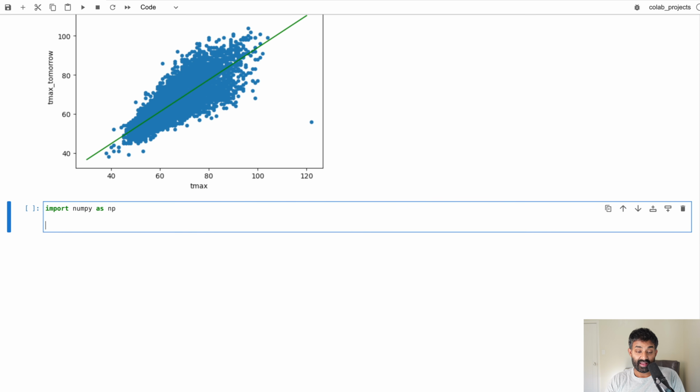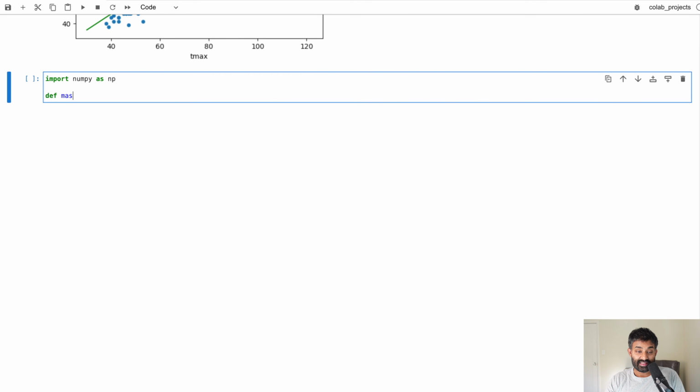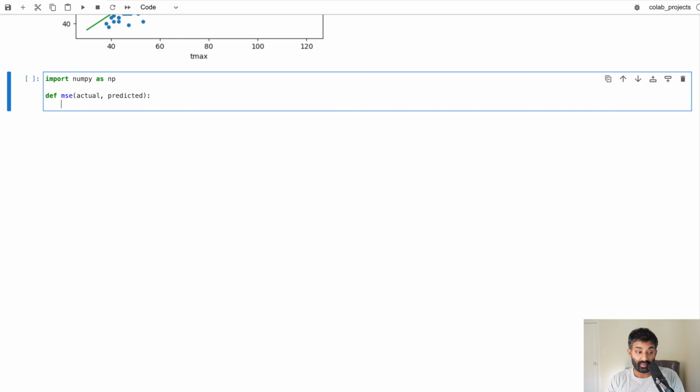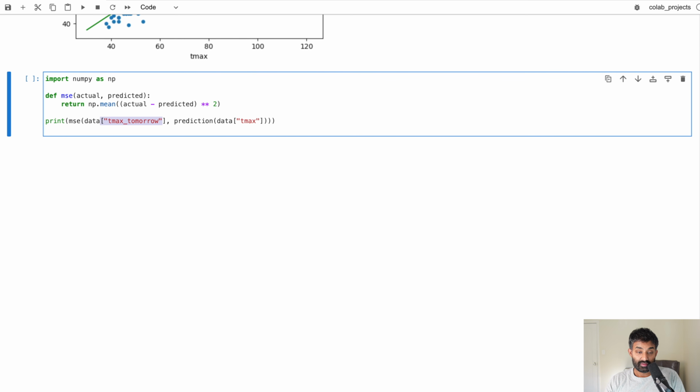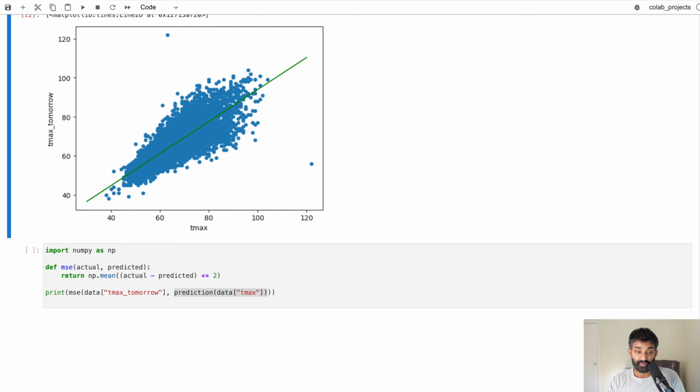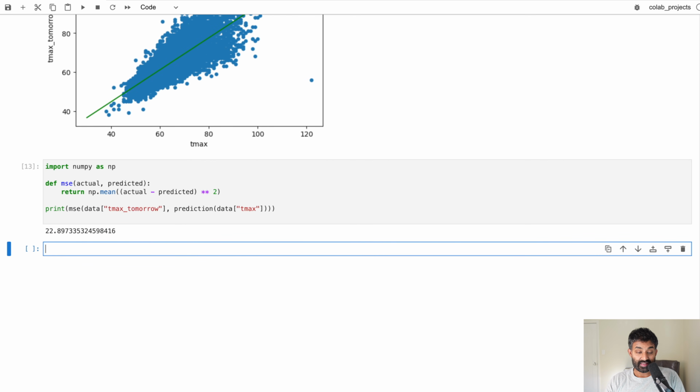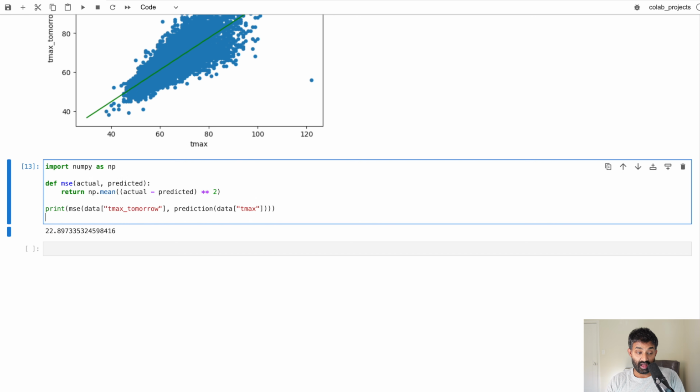So let's import NumPy as np. And let's define a function called MSE, mean squared error, the same function from last time. And all this will do is return the error. So it's just the actual minus the predicted, squared. So that's mean squared error. And we'll just print out the mean squared error between tomorrow's temperature, Tmax tomorrow, and our prediction for Tmax tomorrow, given this function. So let's print that out. And we can see our mean squared error is 22.89.